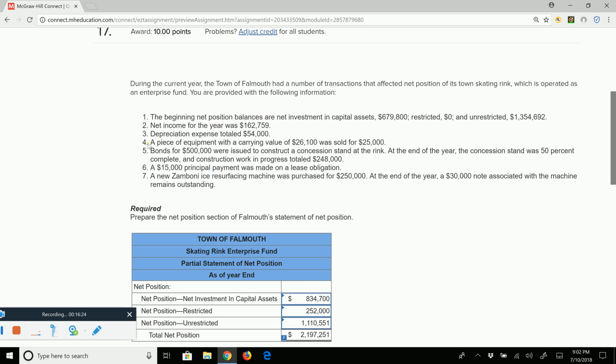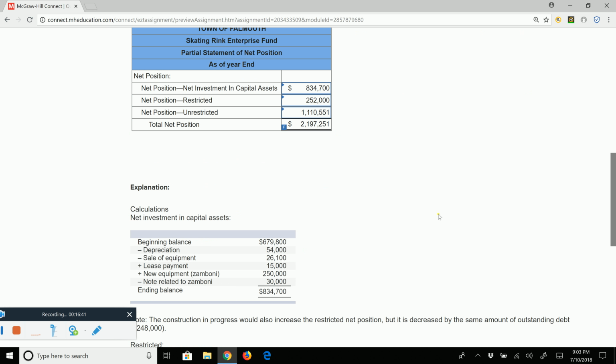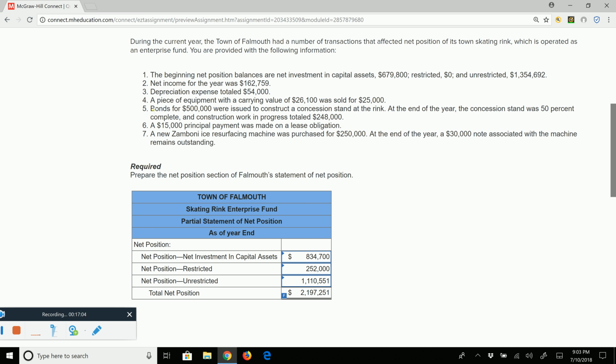Okay, number 4. A piece of equipment with a carrying value of $26,100 was sold for $25,000. Now basically we're talking about a fixed asset here. That fixed asset was sold. It had a book value of $26,100. That book value comes off the books. That is going to decrease your net investment in capital assets. So I have it highlighted here, minus the sale of equipment. Hopefully that makes sense.